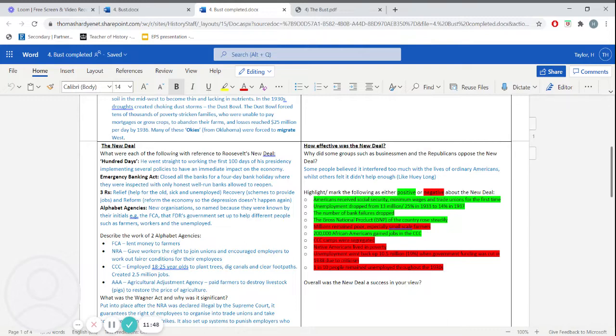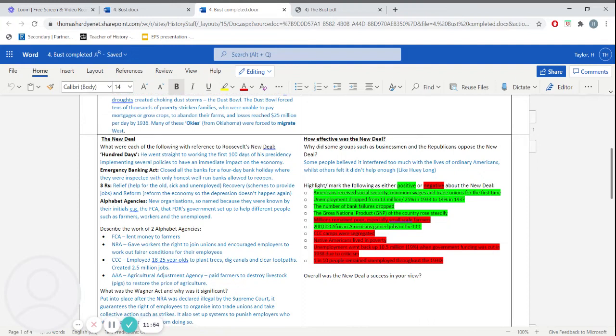And then after that, quite simply, you've just got to highlight the positives and the negatives about the New Deal. So I'll just give you a minute to compare your answers to what I have on here.